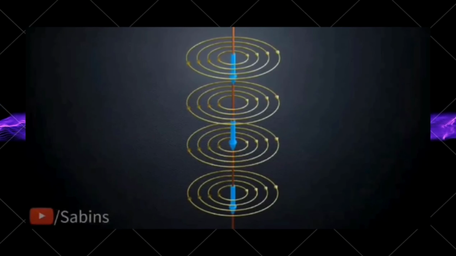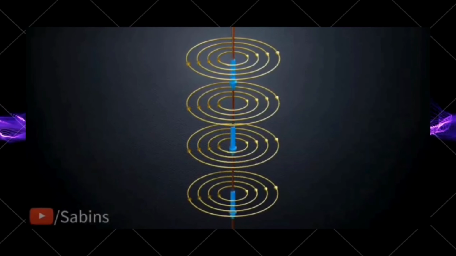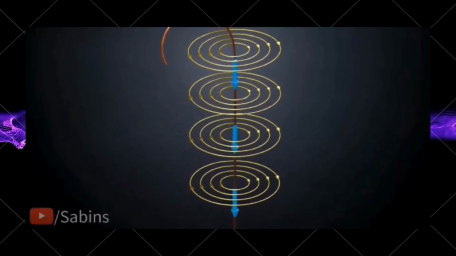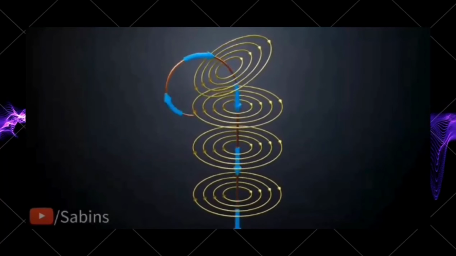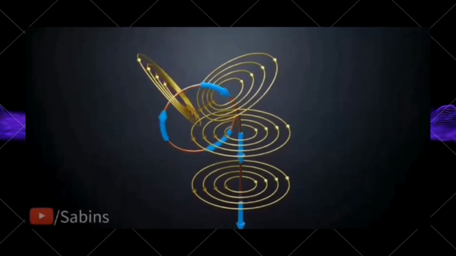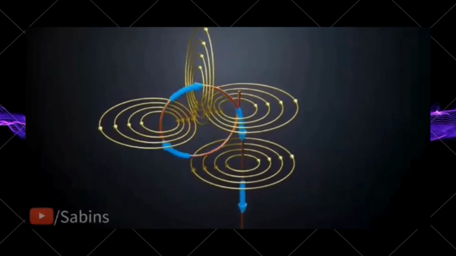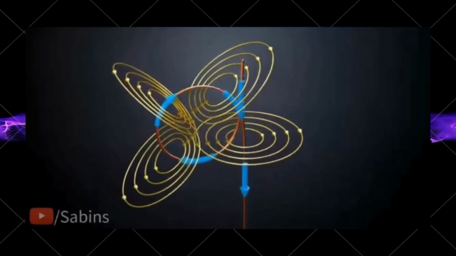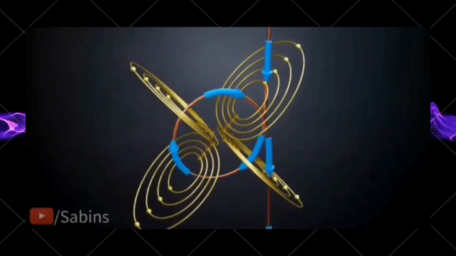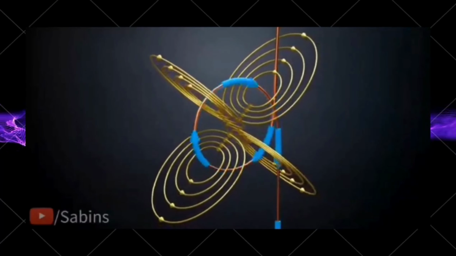A current-carrying conductor produces a magnetic field around it. Now, let's take a look at a very interesting experiment. If we bend the wire, the magnetic field lines interact with each other and produce an interesting magnetic field pattern. As we can see, look at the pattern of the magnetic field carefully.